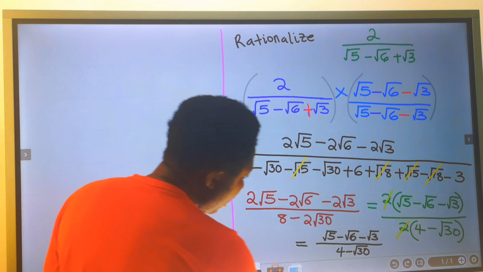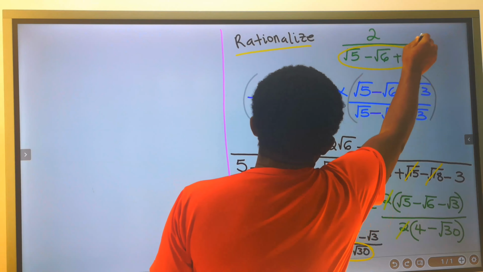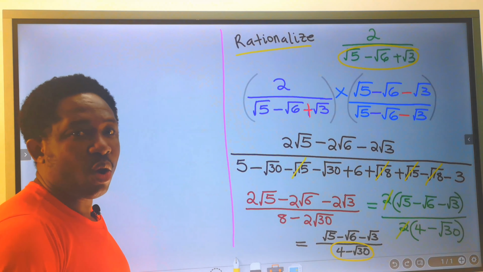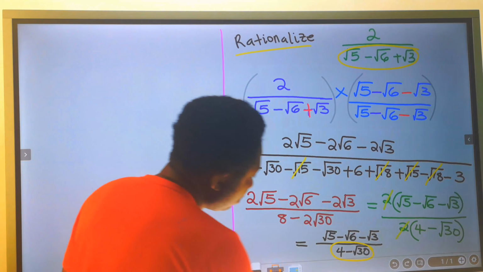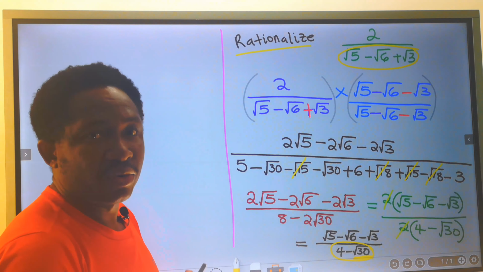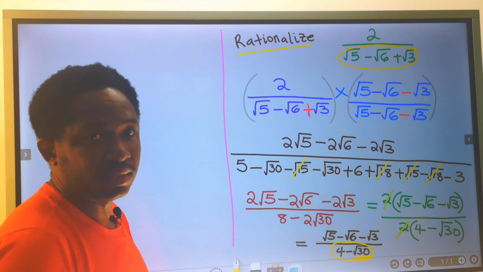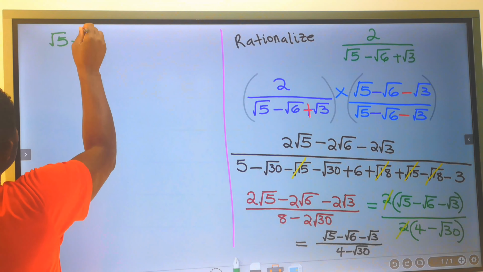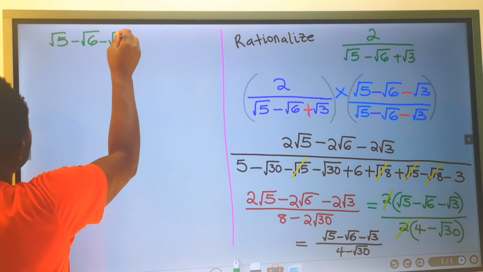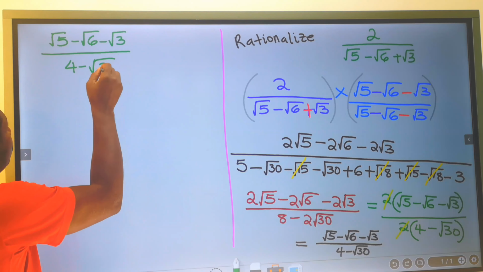But we still have a problem at the denominator. Our aim is to rationalize the denominator by eliminating all the irrational numbers, the radicals at the denominator. But we still have the radical remaining at the denominator. We are going to rationalize again. Next, we're going to write out the square root of 5 minus the square root of 6 minus the square root of 3 divided by 4 minus the square root of 30.